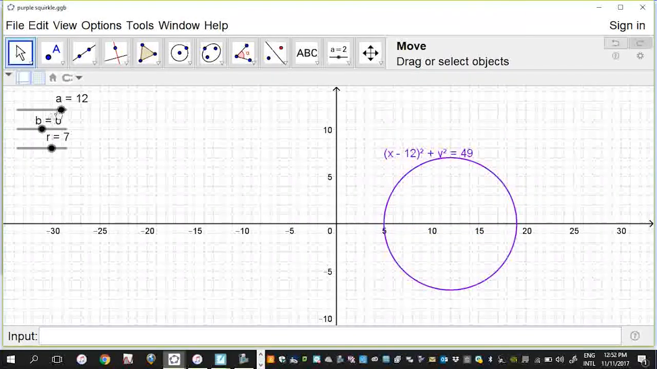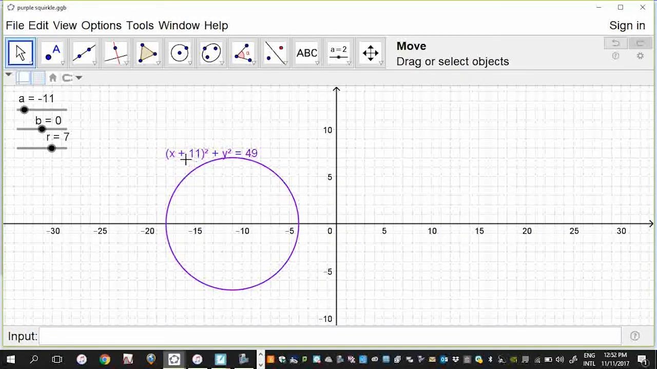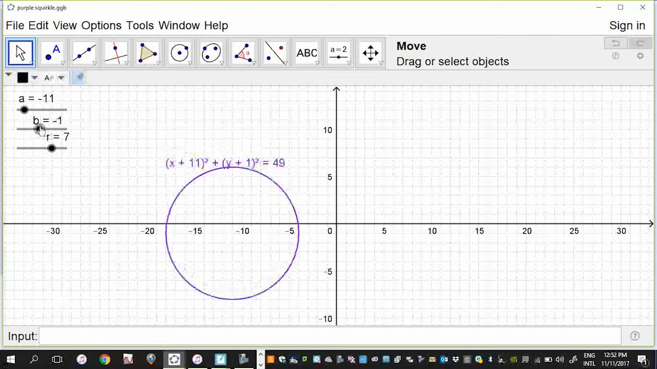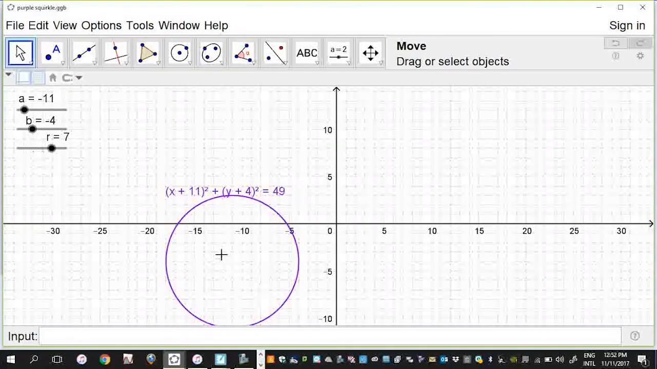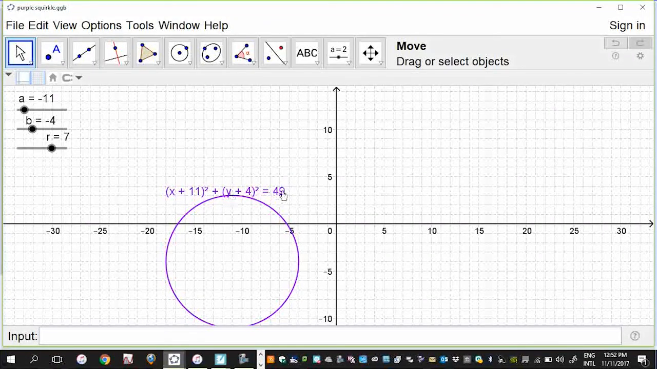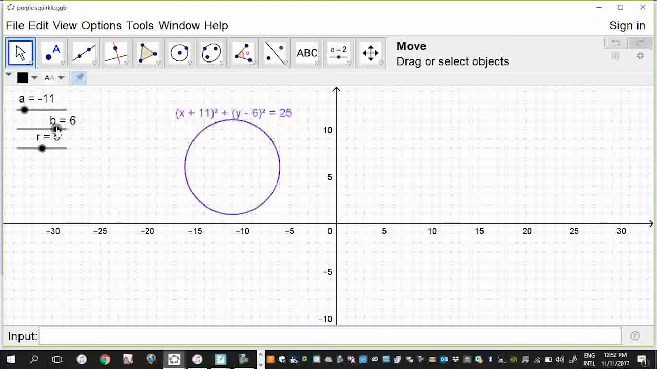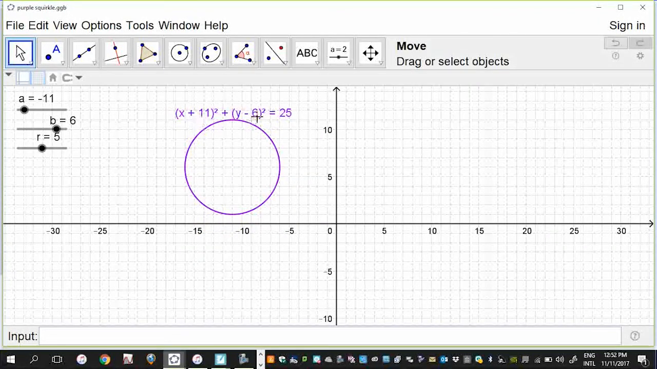Let's just move this across a little bit. This one over here, a center of (-11, 0) and a radius of 7. And it's now got a center of (-11, -4) and a radius of 7. Right, and then lastly, (-11, 6) and a radius of 5.